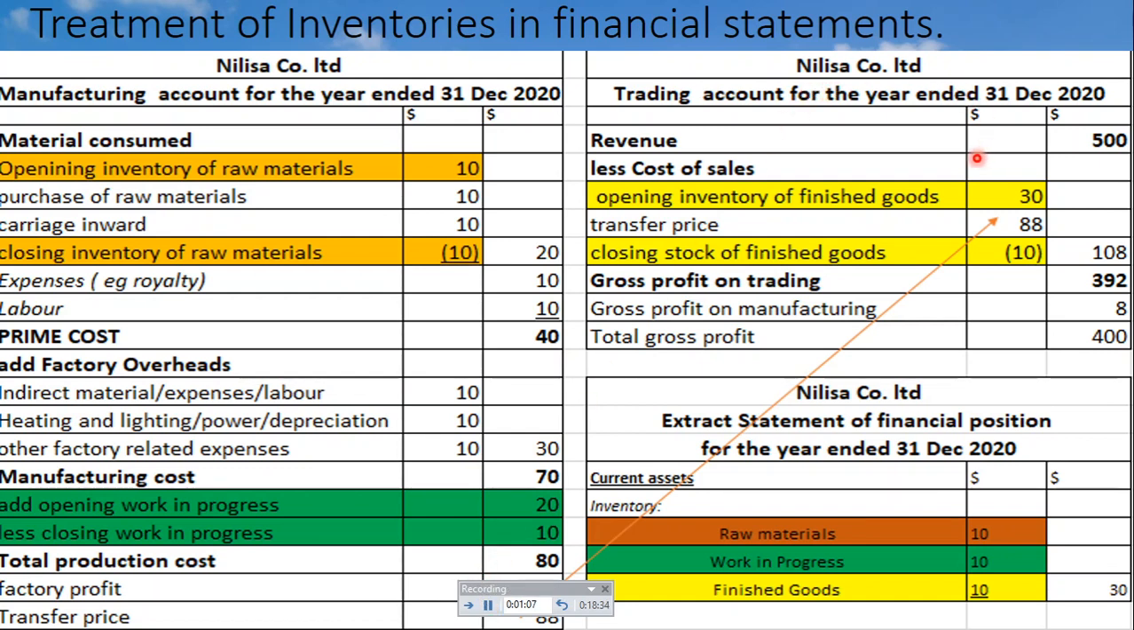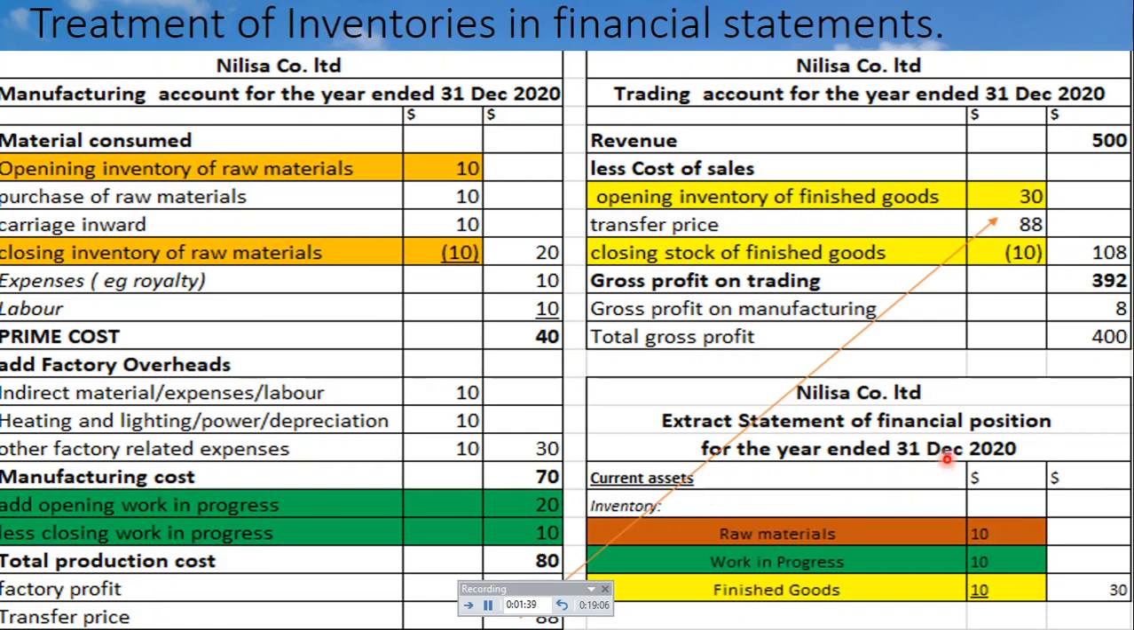In your trading account, you have the revenue less cost of sales. In cost of sales, the inventory of finished goods is adjusted: opening inventory, add the transfer price, less closing stock of finished goods, and you get cost of sales 108. When you deduct this from 500, you get 392 as gross profit in trading. That's it. So that's what you need to understand. Basically, here we are focusing on how to treat the inventories.